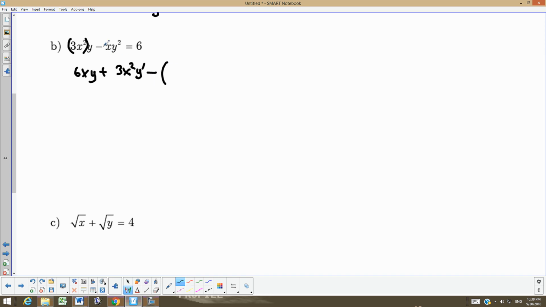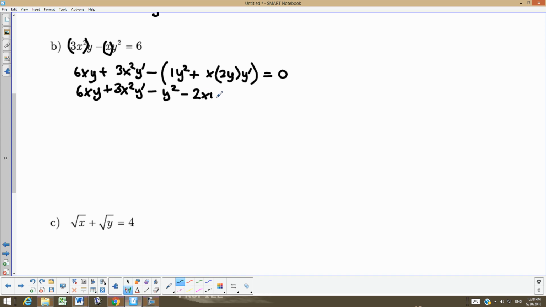here. So minus, I'm going to take the derivative, so this is a product again, so I'm going to take the derivative of x, which is 1, times y squared, plus fix x and take the derivative of y squared, which is 2y times y prime, okay, equals derivative of 6 is 0. Okay, so let's clean this up a bit here. So 6xy plus 3x squared y prime minus y squared, and then minus gets distributed over, so minus 2xy prime.